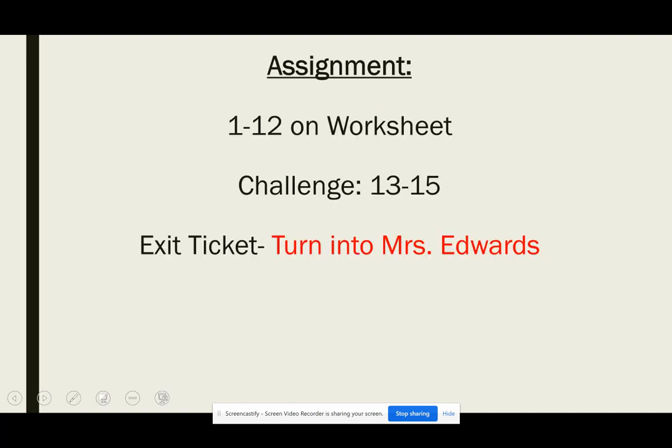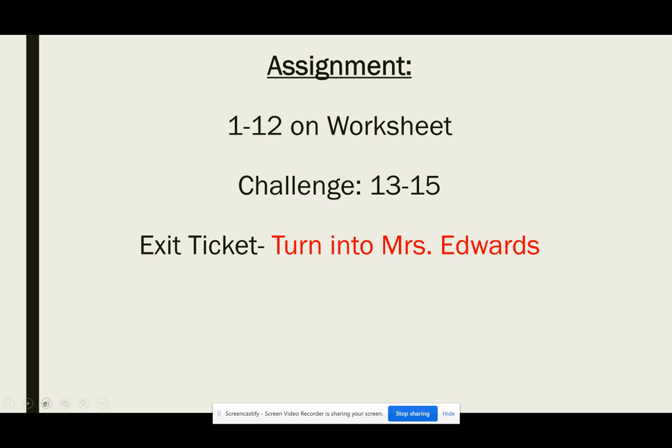The assignment for today is a worksheet that's uploaded on Schoology, and it's also in the document that's on Blackboard. You're supposed to do numbers 1 through 12. And if you feel confident and you want a challenge, you can try 13 through 15. They are word problems. The exit ticket is another problem dealing with the Pythagorean theorem. I have it at the end of this video, and it's also uploaded on Schoology. That is the assignment that needs to be turned in to me. If you would like me to check your work on 13 through 15, you can take a picture or upload it and send it to me, and I can check them for you.